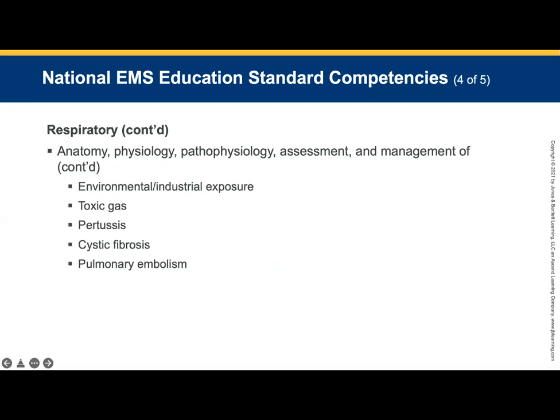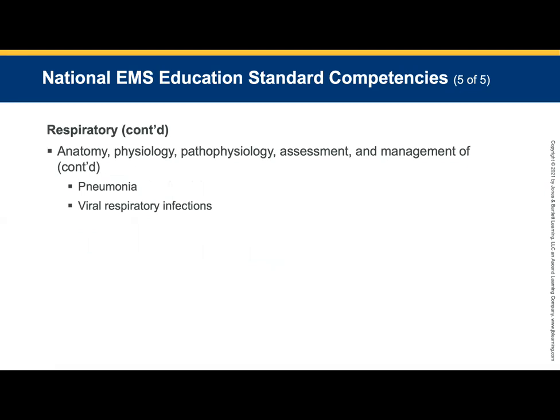We'll go over environmental and industrial exposures, like working in certain types of plants, any type of chemical exposures, and how to identify that, any type of toxic gases, bursitis, cystic fibrosis, and pulmonary embolisms. We'll talk about pneumonia, or the viral respiratory infections.